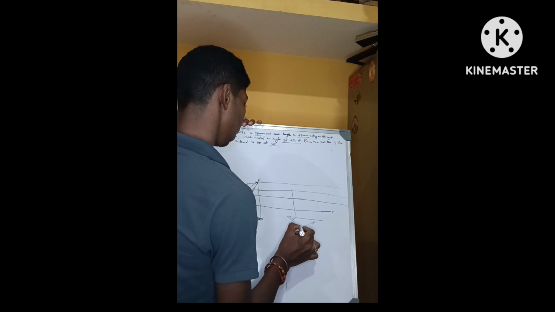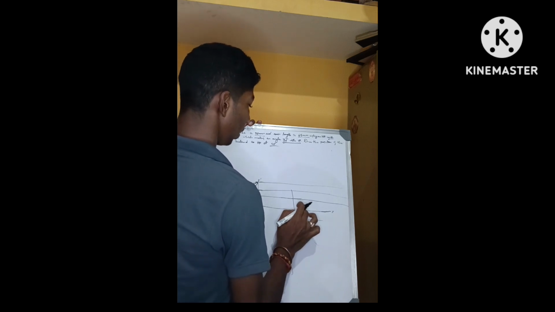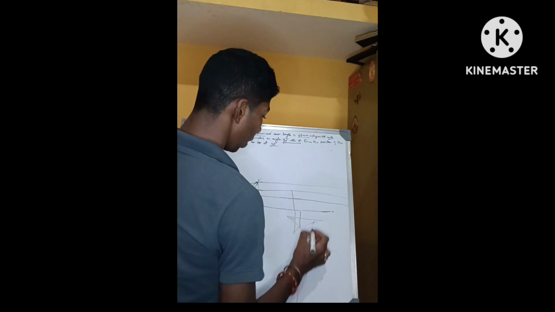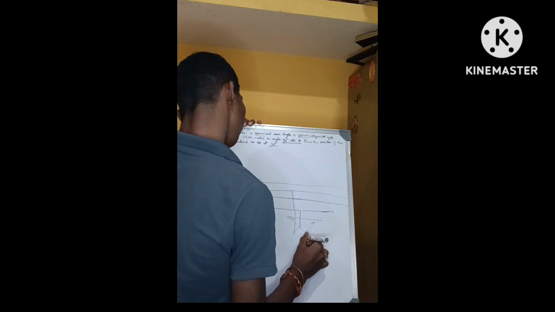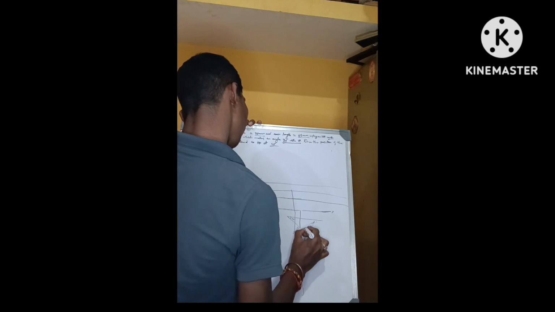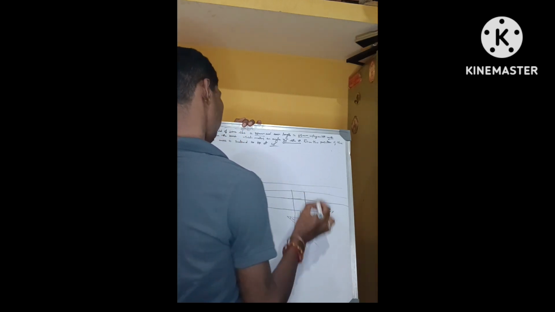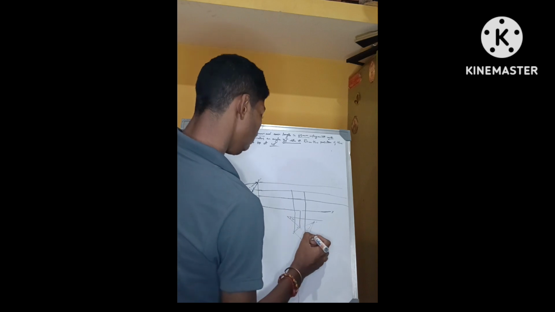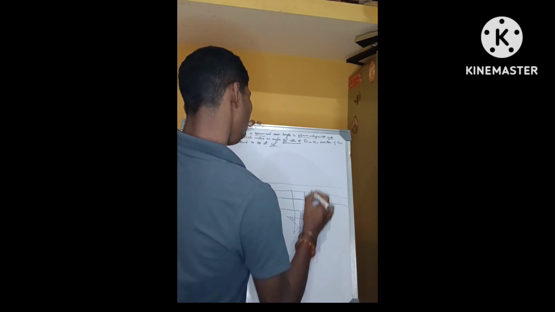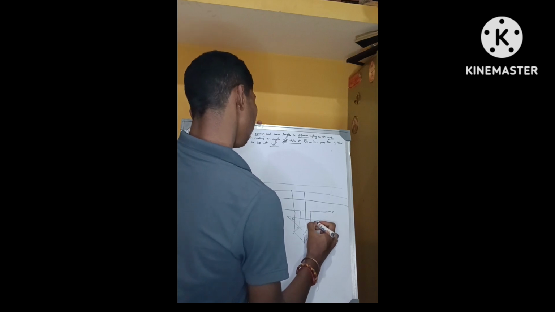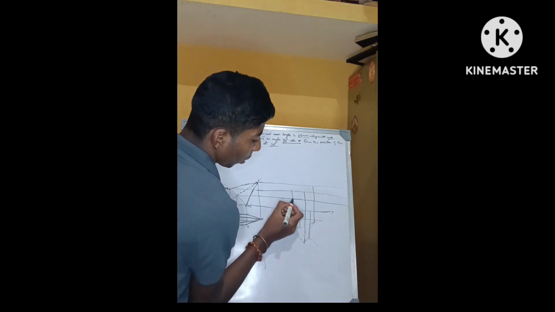Let's see C. C is here. Let's send it up near the XY line. Next from A to A. Next from B to B. From O to O. Okay. Now you just join these points.